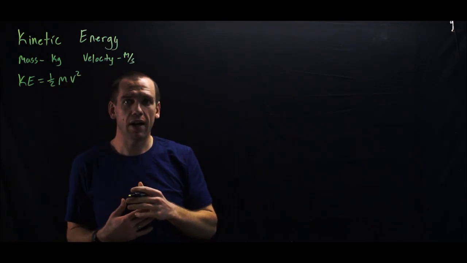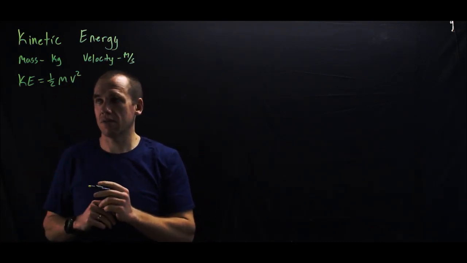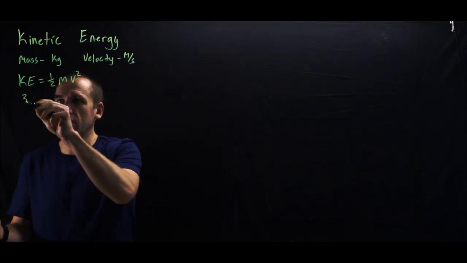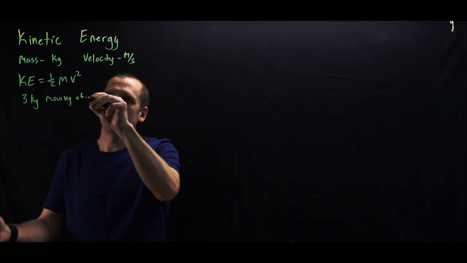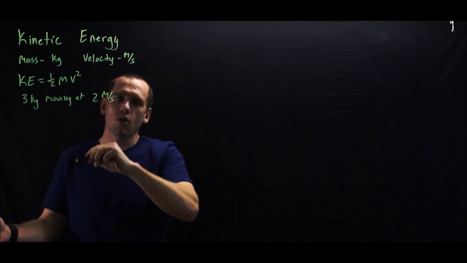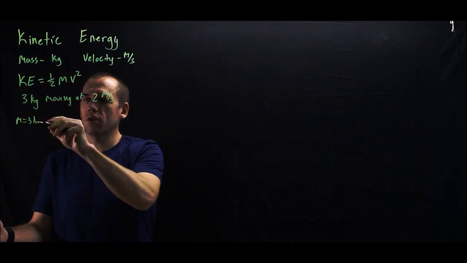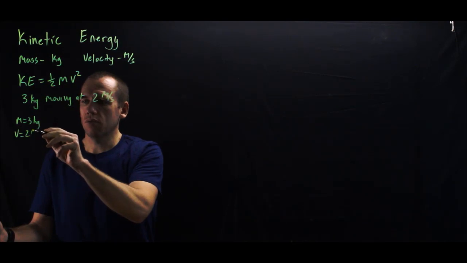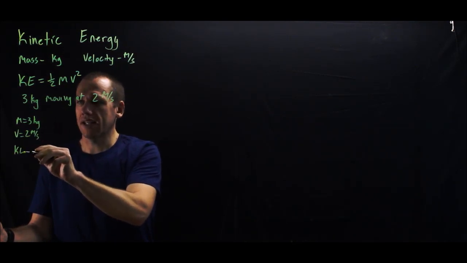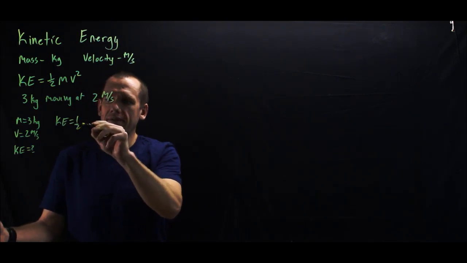Now remember your order of operations on that. The velocity gets squared first, and then you do the rest of the multiplication. So if we had a 3 kilogram object moving at 2 meters per second, we could get its kinetic energy. We'd say mass, 3 kilograms. Remember, this is how you start all your problems. You tell me what you know. It's velocity, 2 meters per second. We want kinetic energy. So KE is equal to 1/2 mv squared.